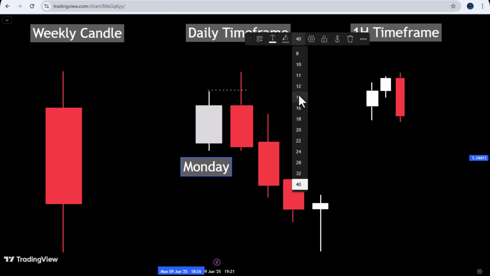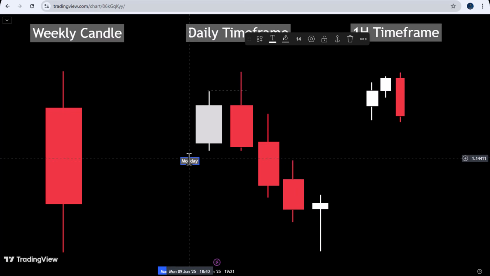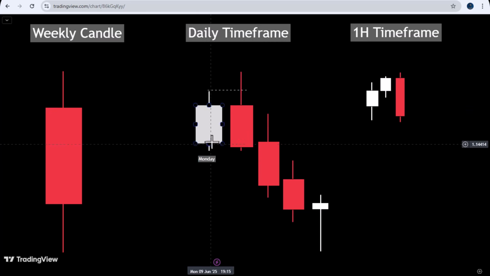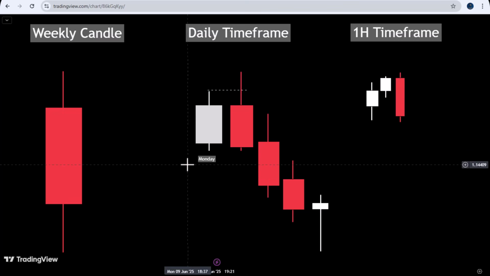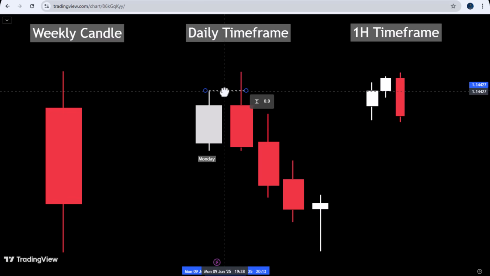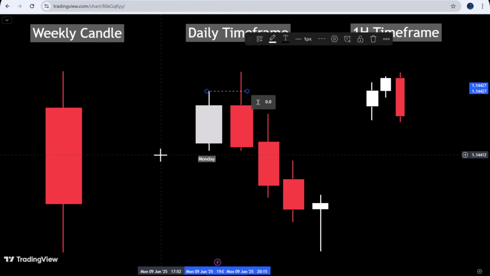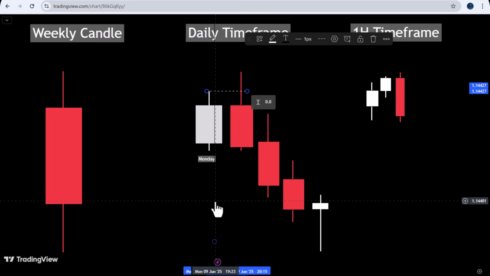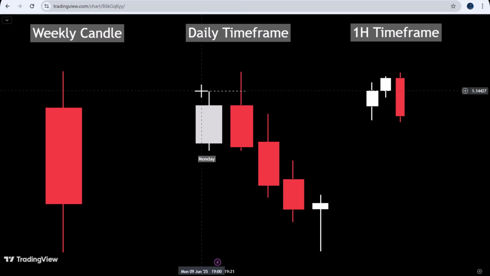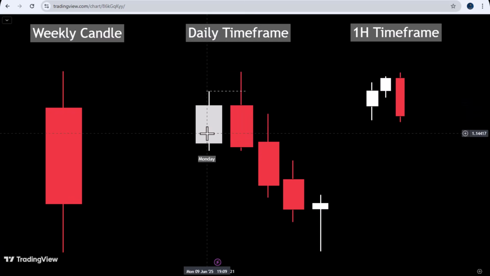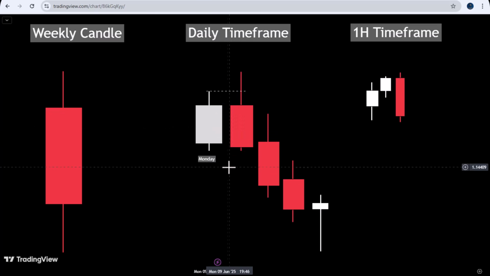Now, what you have to do is to wait. Wait for Monday to close. After Monday has closed, you mark the high of it, and then you wait for Tuesday candle to start. This means you are going to trade on Tuesday or Wednesday.